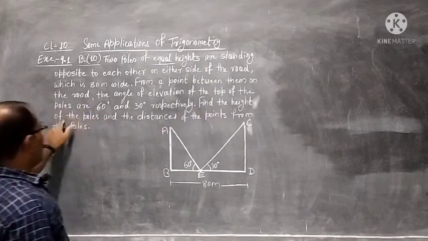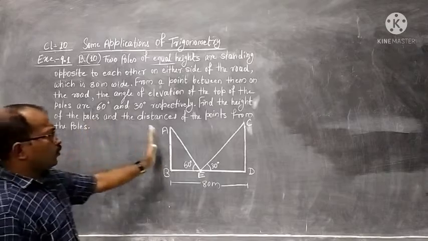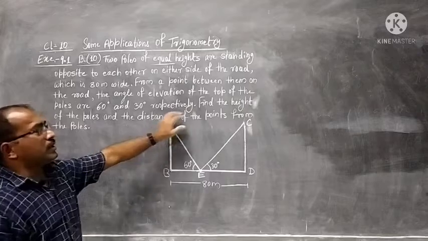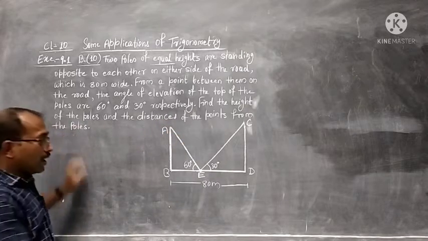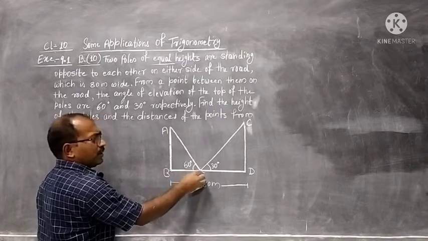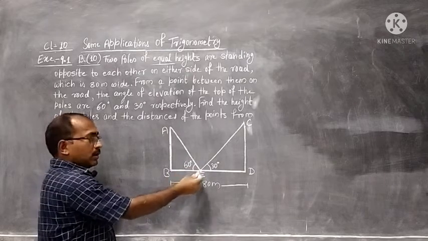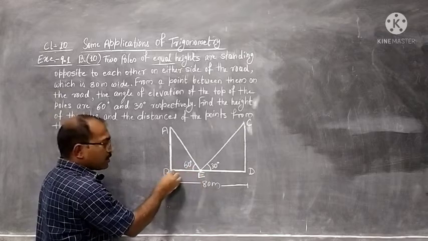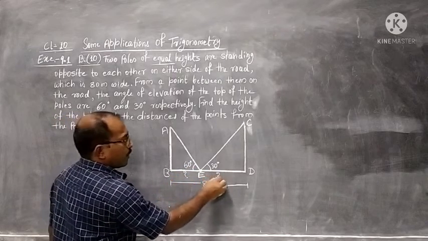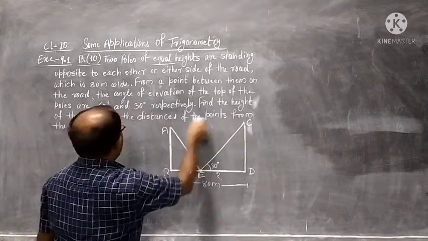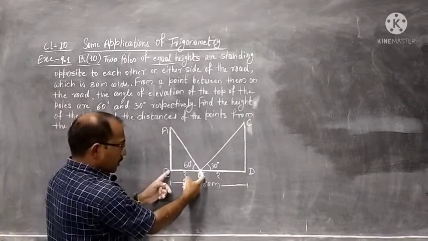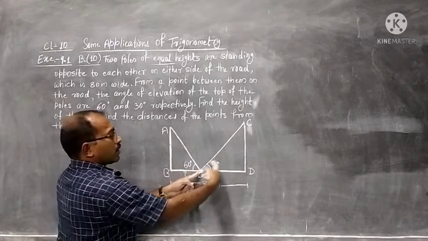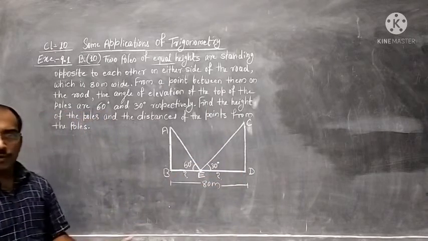Now find the height of the poles. Both poles are equal. Any one height we find, both will be the same. And the distances of the point from the poles. That is what I was talking with you about. It depends on locating the point on the road. It is closer to which pole and far from the other pole. So this distance also we have to find. Find the distances of the point from the poles. So we have to find both. I mean, how far E is from the first pole and how far it is from the second pole. Hope you have understood the question clearly.